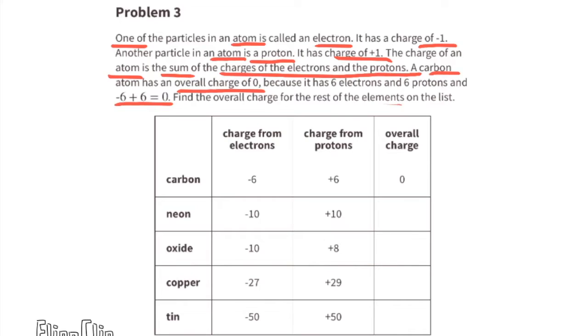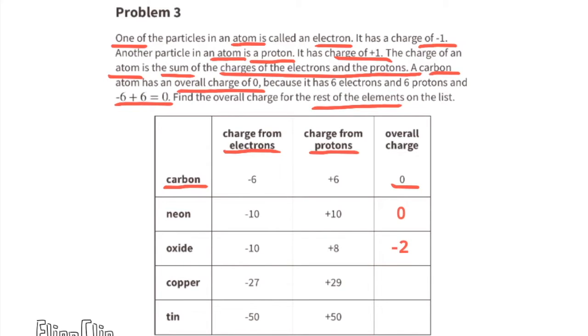A carbon atom has an overall charge of 0 because it has 6 electrons and 6 protons, and negative 6 plus 6 equals 0. Find the overall charge for the rest of the elements on the list. Neon, negative 10 plus 10 equals 0. The overall charge is 0. Oxide, negative 10 plus 8 equals negative 2. The overall charge for oxide is negative 2.